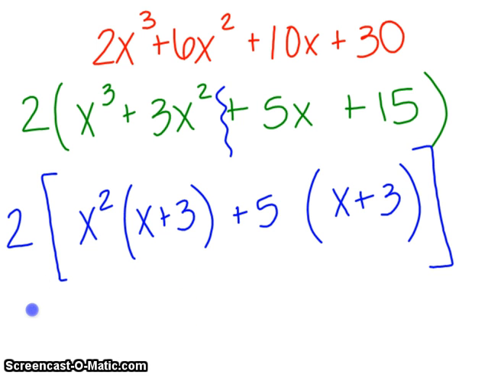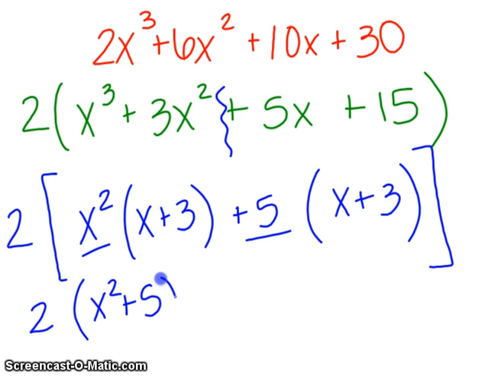That means we have a 2 sitting way out in the front times the quantity x squared plus 5 from this part and this part, times the quantity x plus 3. Then this is completely factored. I cannot factor it any further than where we are right now. So we took a 4-term polynomial and we were able to factor it.